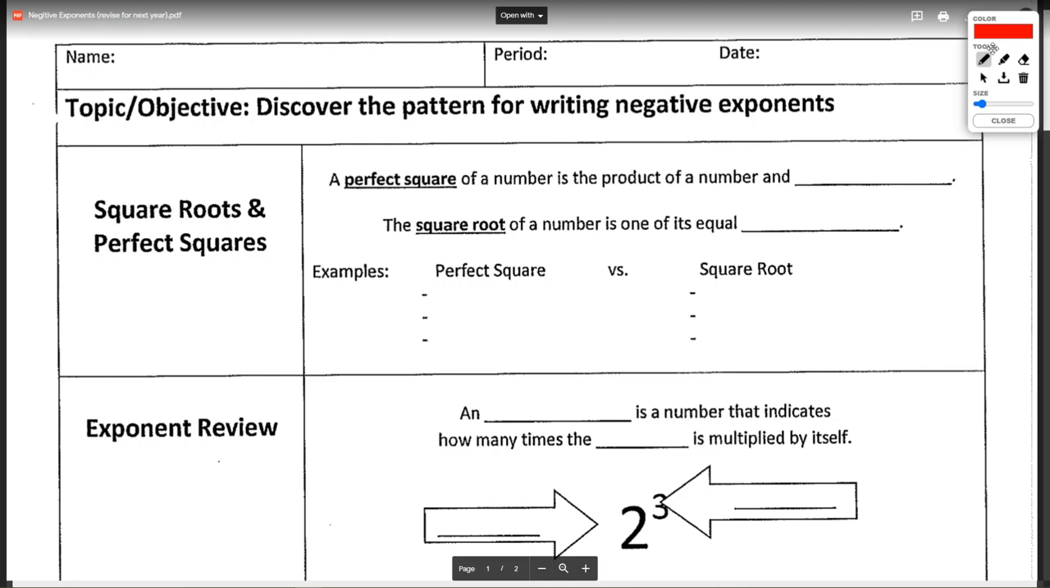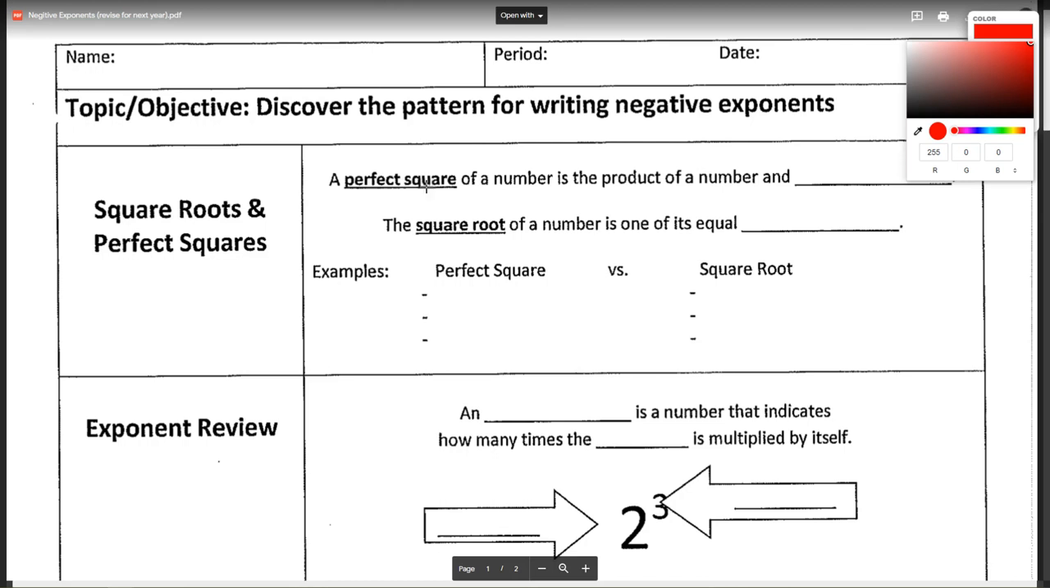Hello, Math 7. I hope that you're having a really good day, and I hope that you're excited to expand our learning on exponents and squares. So we've talked about absolute value, and we've talked about squares and square roots. Let's review what a square root and a perfect square is again.